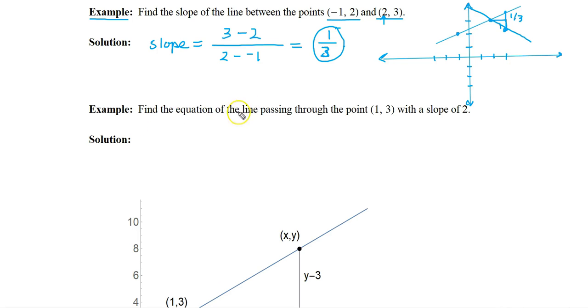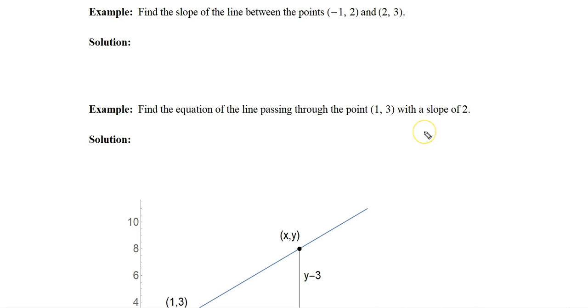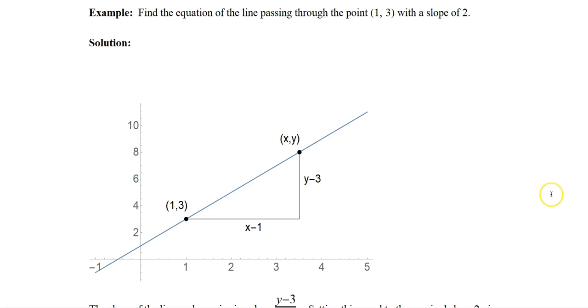Let's look at this example. So let's find the equation of the line passing through the point 1, 3, having a slope of 2. To solve this problem, let's look at it graphically down here. So here we have the point 1, 3 sitting right here. And here we have any other point on the line, just call it x, y. So if we create a right triangle like this, notice that this distance would be y minus 3. This distance would be x minus 1, so our rise is y minus 3, our run is x minus 1.